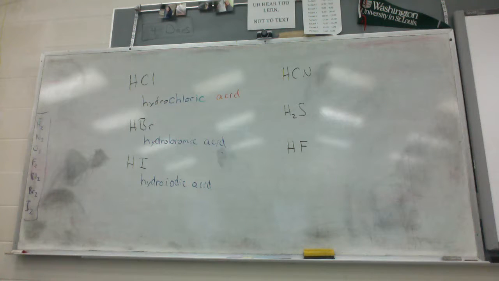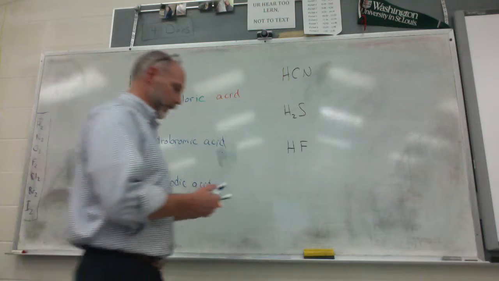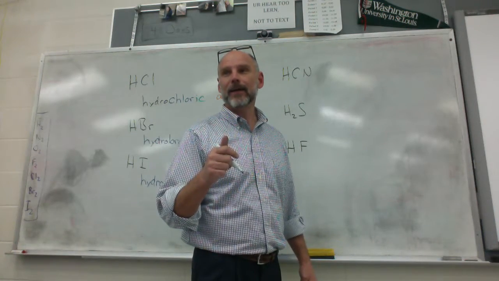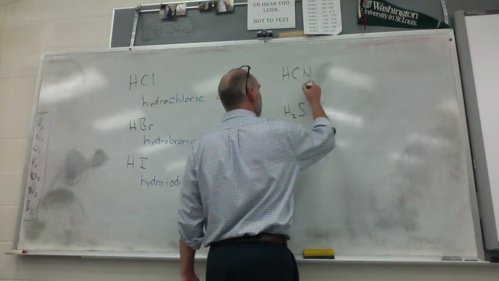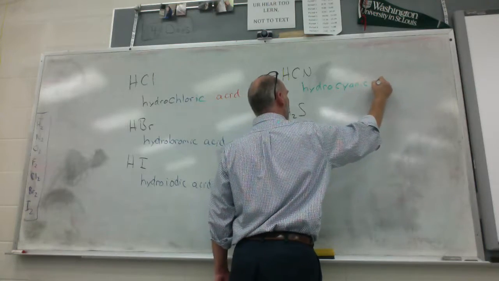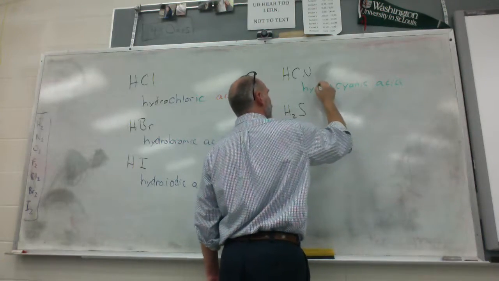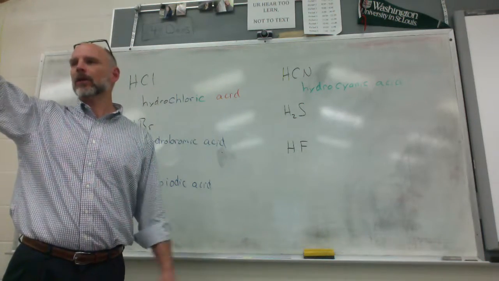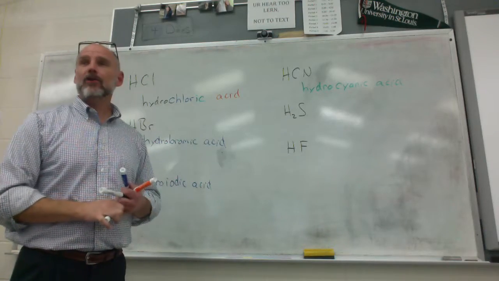It's an exception because, as Maddie just said, it's not binary. However, the name of the CN ion is cyanide, so we're going to treat it the same way. Anyone want to take a stab? What'd you get? Hydrocyanic acid. That's exactly right. So even though it violates the rule, it's easy. You gotta bend the rule.